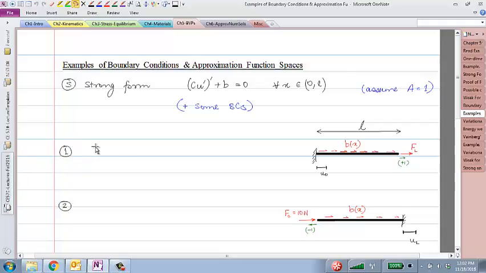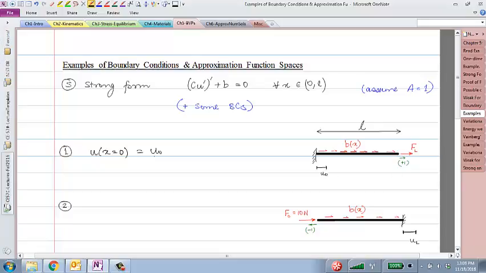Okay, so all we are going to try to find out is what type of functions can we choose for real displacement and for virtual displacement. So let's see. For this problem, you can easily see that the boundary condition we have at the left end is that displacement has to be equal to 0 at x equal to 0, or it has to be equal to u0. That's the given boundary condition.